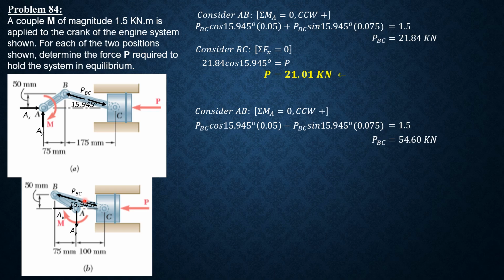So considering BC and this piston here, summation forces X equals 0. So PBC 54.6 cosine of 15.945 equals P. So P is also leftward. P is equal to 52.5 kilonewtons. So that's it for this simple machine.